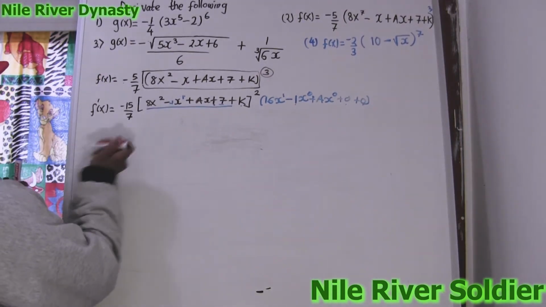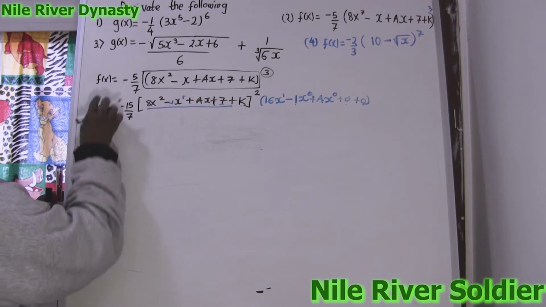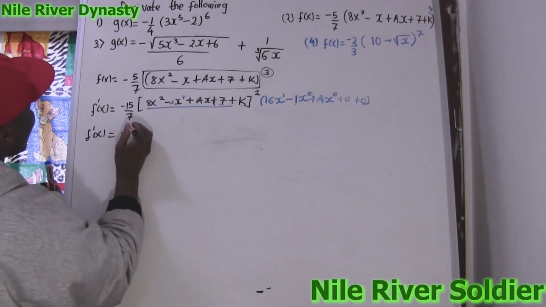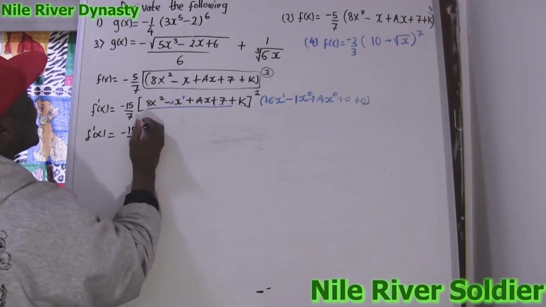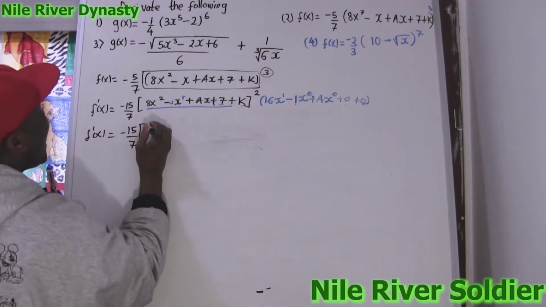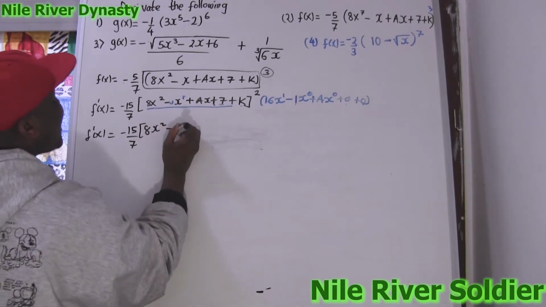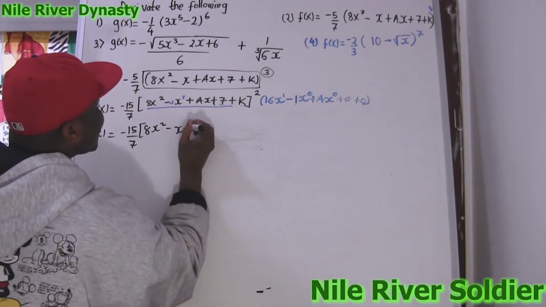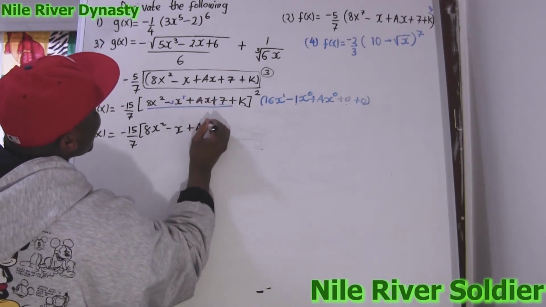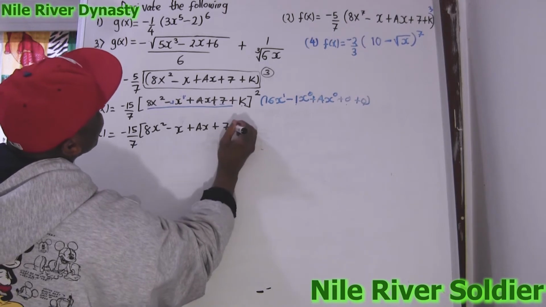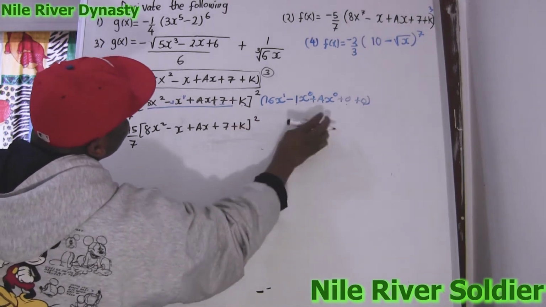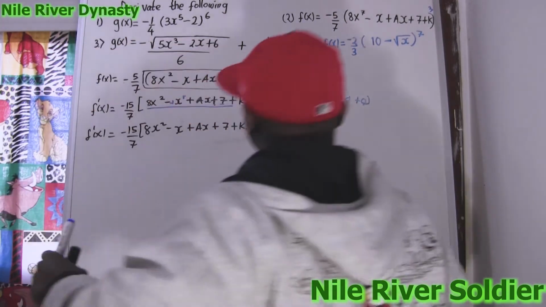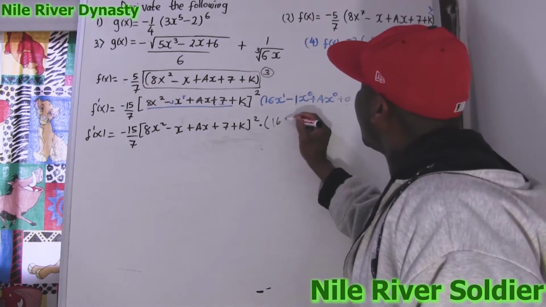So now f prime. When you differentiate, we say f prime equal to negative 15 over 7. And then we drop 8x squared minus x, because 1 times x power 1 is just x. Plus this is going to be ax. And this plus 7 plus k. I just write down how it is. This one, multiplied by, this is going to be 16.